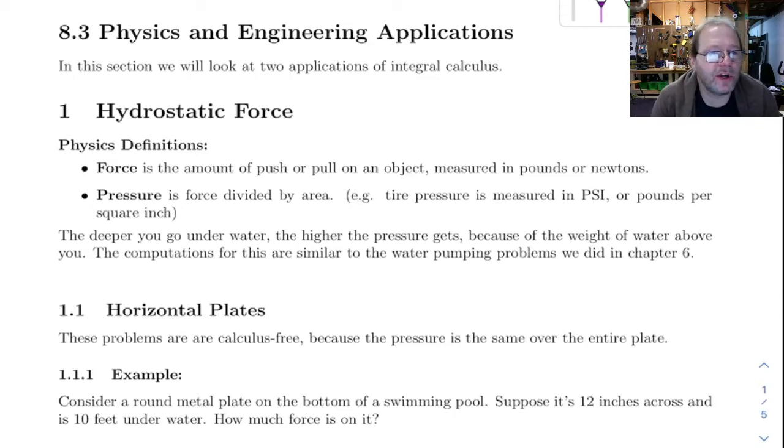Hey guys, today we're going to talk about physics and engineering applications from section 8.3. The first one we're going to talk about is hydrostatic force. A hydrostatic force is the amount of force that's exerted on an object that's underwater, or maybe an object that's like at the end of a water tank.